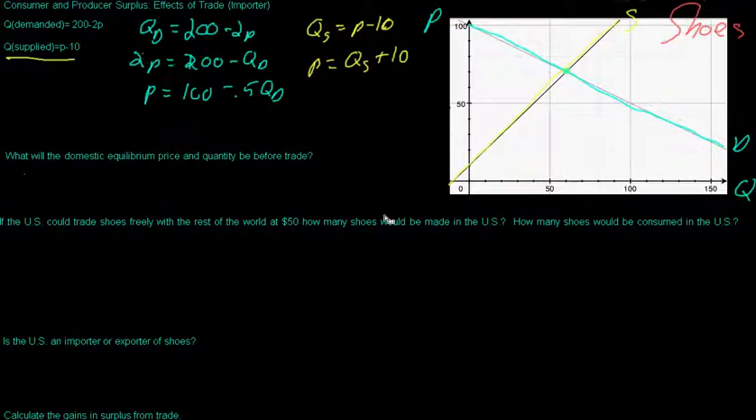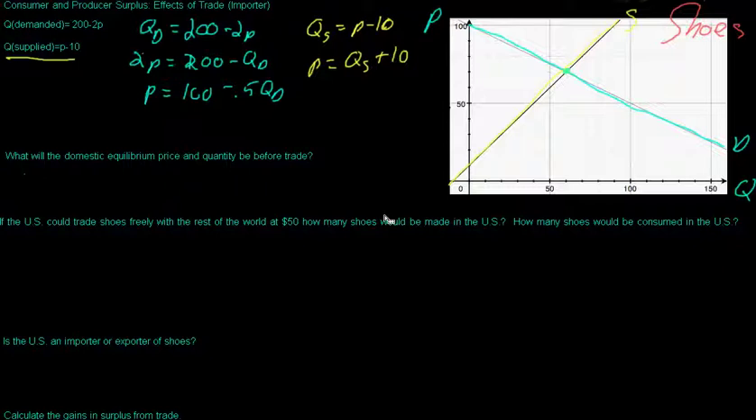Okay guys, so in the last video we did an exporting nation, where the price that the world was willing to pay was higher than the price that they were getting domestically. And so this time we are going to do an importing nation, where the price that the world is offering is less than the domestic equilibrium price. And you'll see how this entire thing plays out.